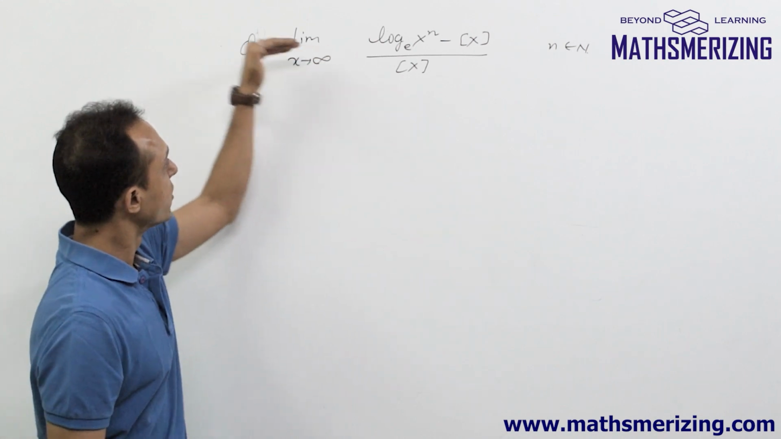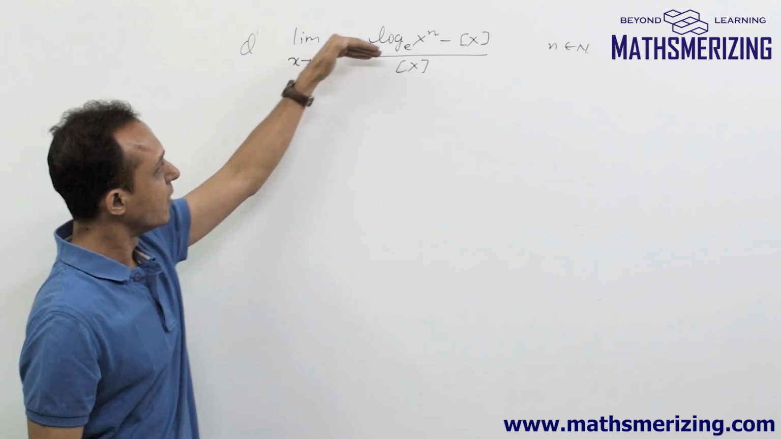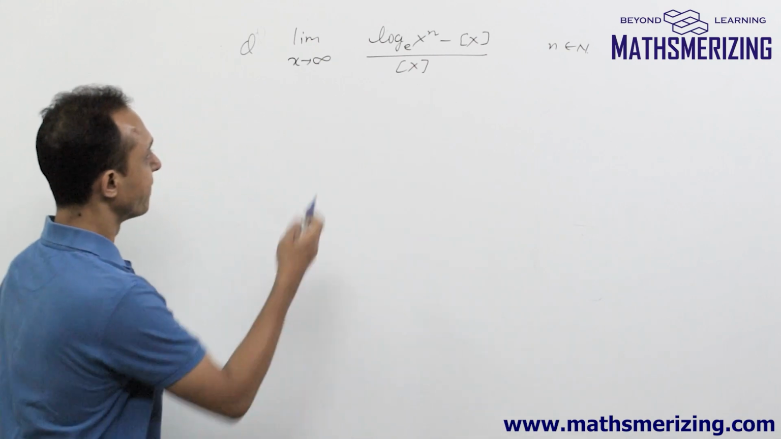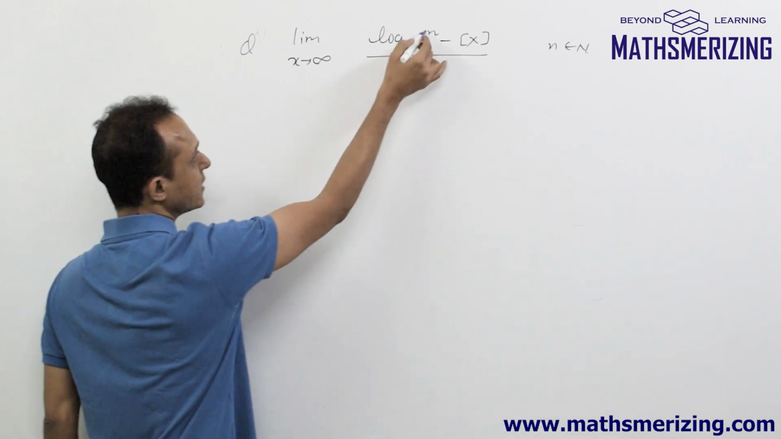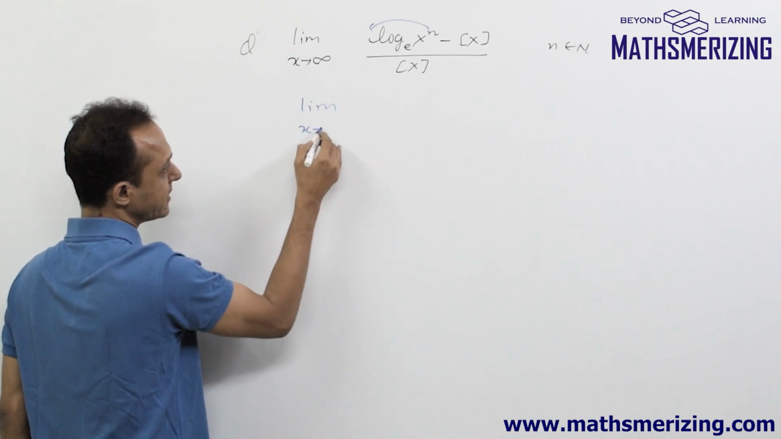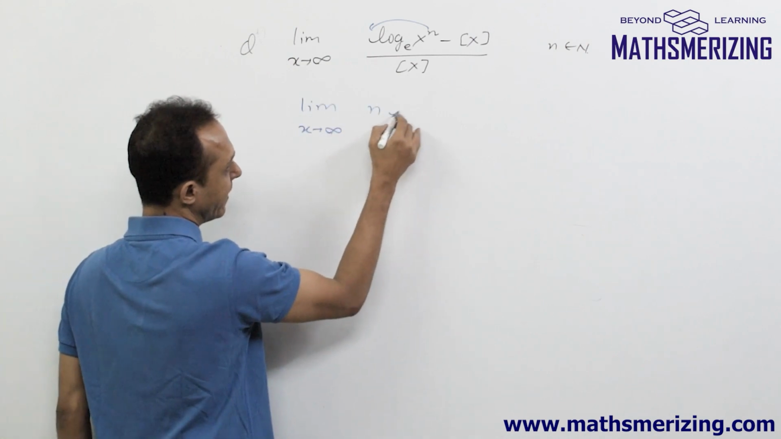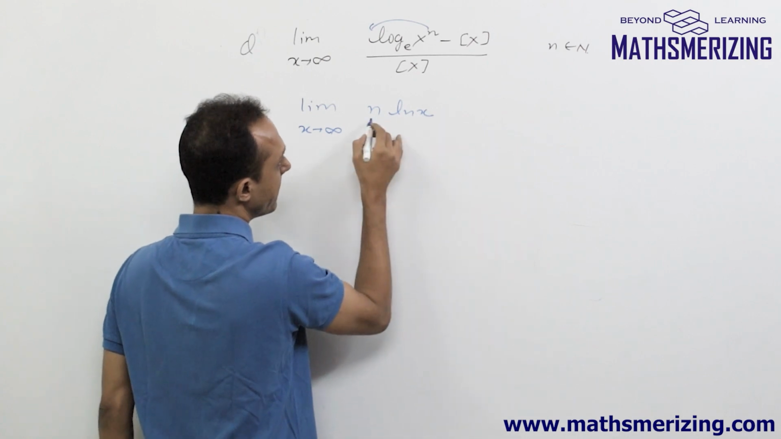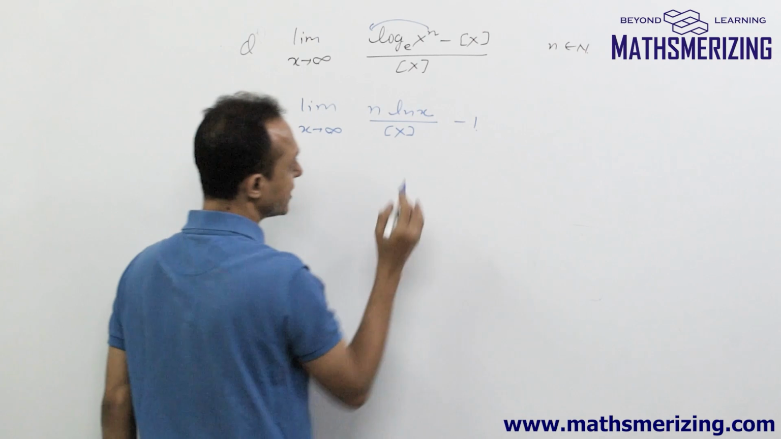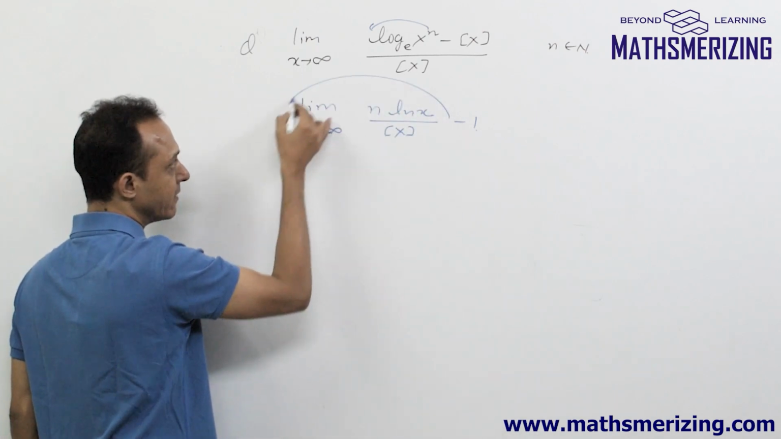Now the question is: solve this limit, x tends to infinity, (ln x)^n minus greatest integer function of x, upon greatest integer function of x. So I can take this power out. So I'll write limit x tends to infinity. So this is n ln x upon greatest integer function of x and then minus 1. So now I'll solve this limit.